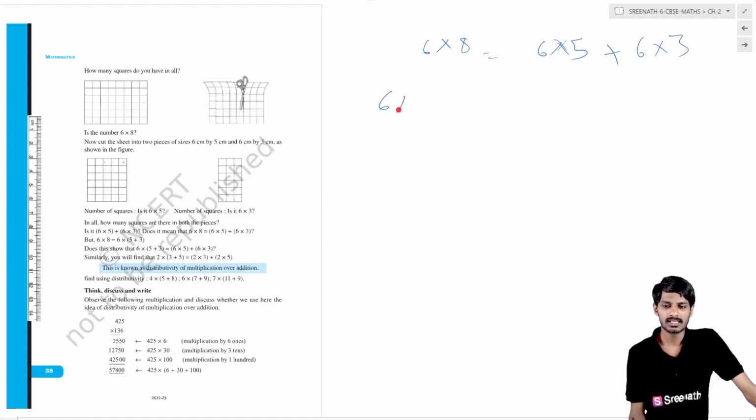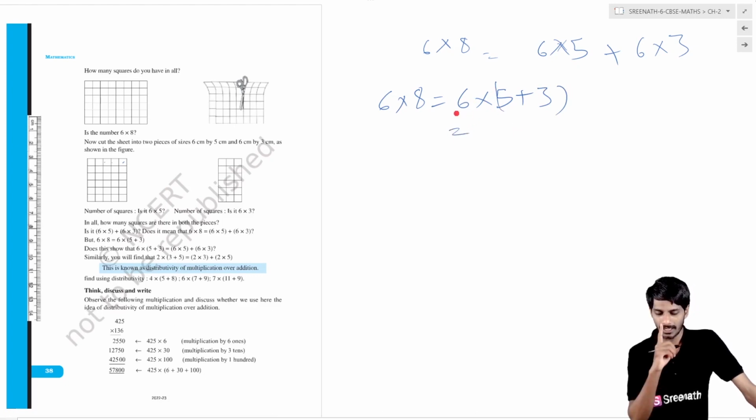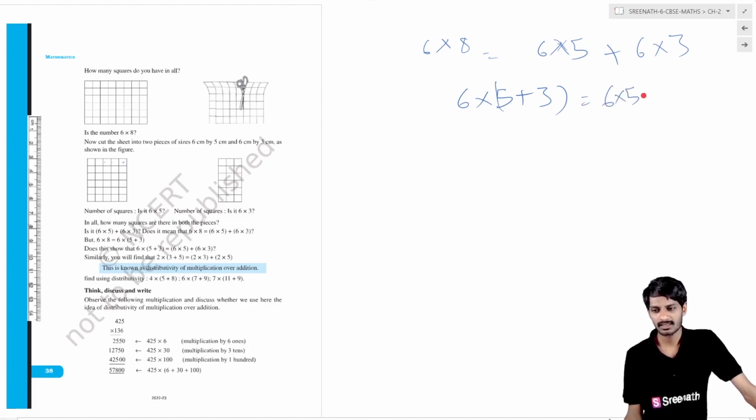Now 6 into 8 can be written as 6 into (5 plus 3). Okay, now if you multiply it, what happens? 6 into (5 plus 3). This is on this side, and this is 6 into 5 plus 6 into 3. So if you do this, what will you get?